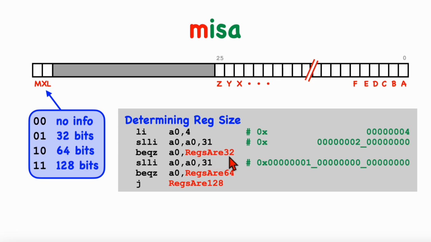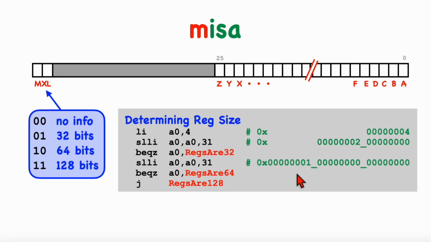But if it's a 64-bit machine, the register will now contain this value, which is non-zero, and we continue executing. Next, we shift by another 31 bits. If this is a 128-bit machine, the 1 bit will now be in position 64, as shown here.